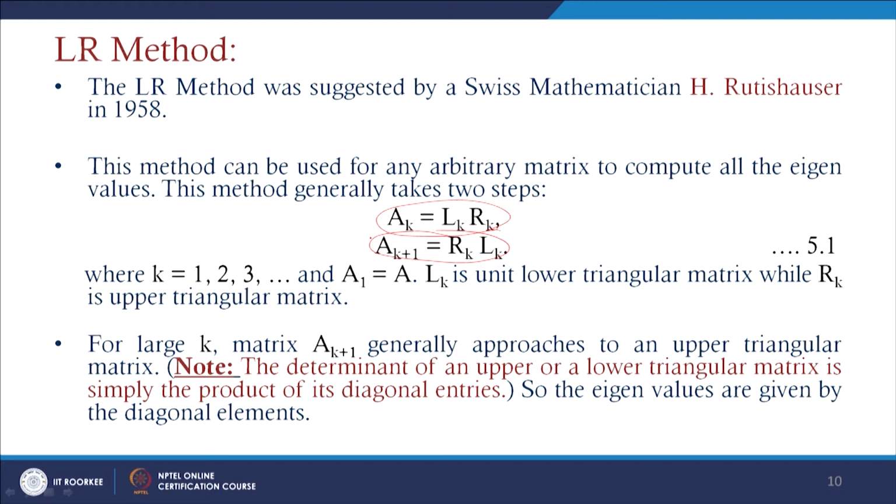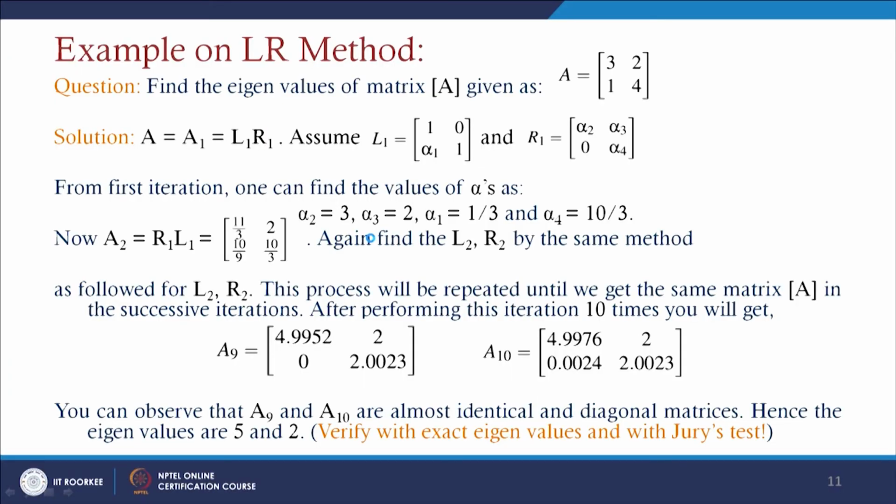And for large k, the matrix Ak plus 1 generally approaches an upper triangular matrix, and the determinant of an upper or a lower triangular matrix is simply the product of its diagonal entries only. So, the eigenvalues are given by the diagonal elements. Obviously, if we find only the diagonal entries, those are nothing but the eigenvalues of these matrices. So, let us consider one example on the LR method.